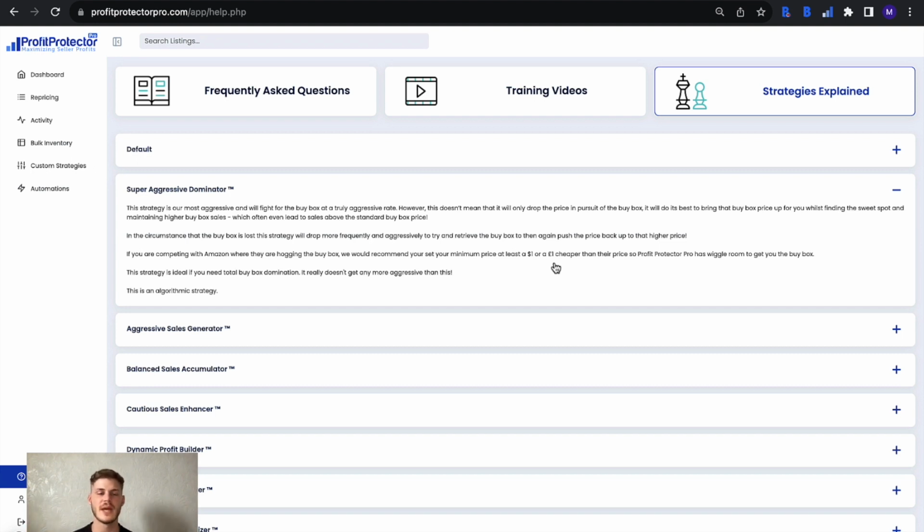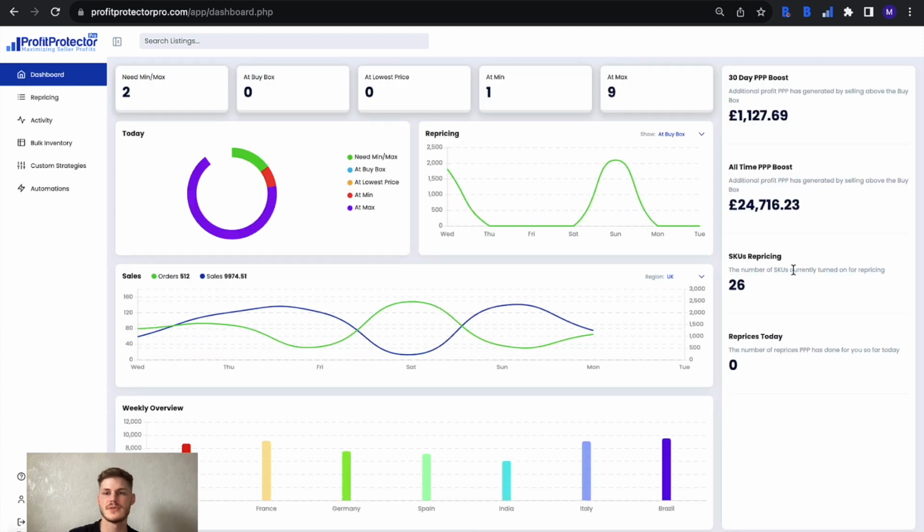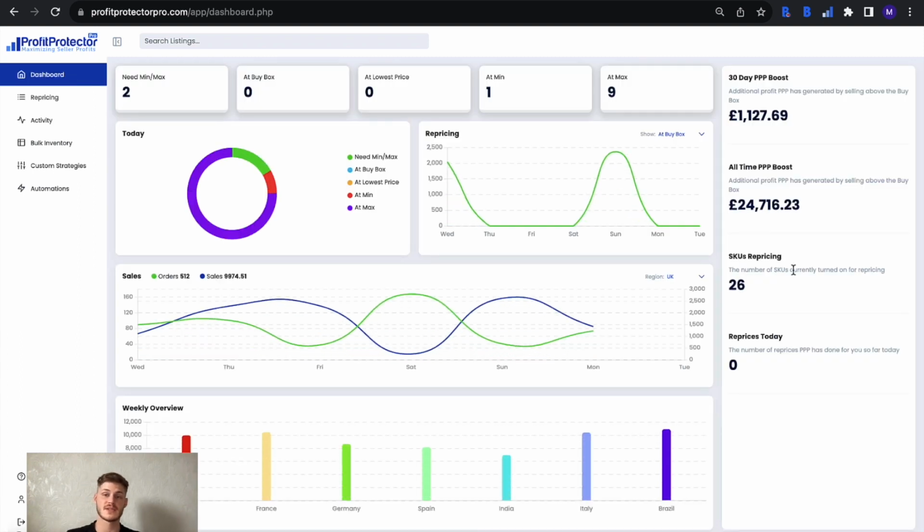And this is what you'll be able to see on the Profit Protector Pro Boost on the dashboard section. So this is additional profit that Profit Protector Pro has helped you make, whether it's a couple of pennies, whether it's a few pounds, whether it's more than that. It will all get taken into account in the Profit Protector Pro Boost, and you can see how much the software is helping you. So those are my tips for setting minimum prices for your items in Profit Protector Pro.